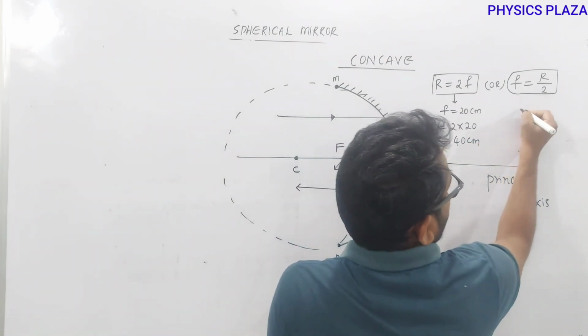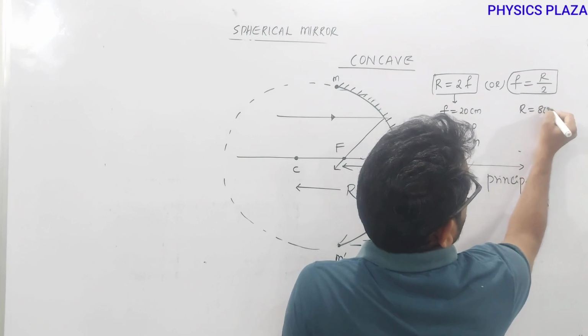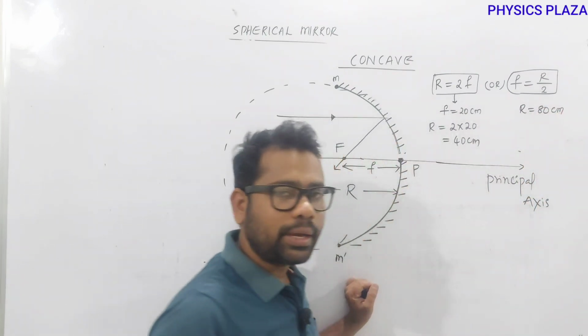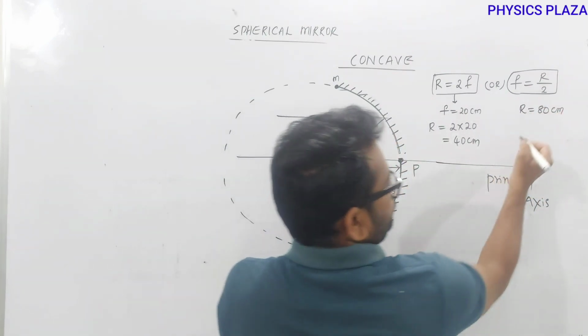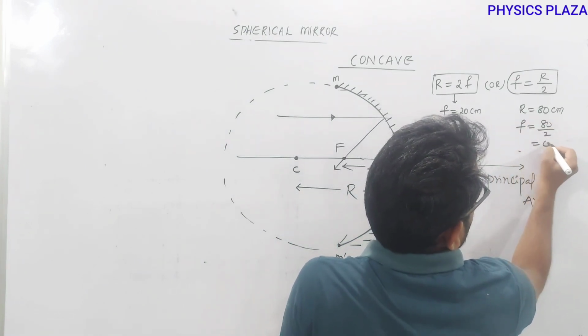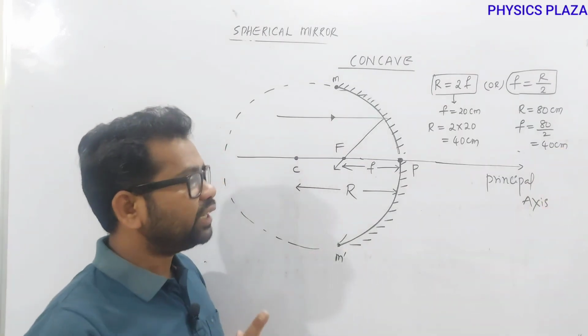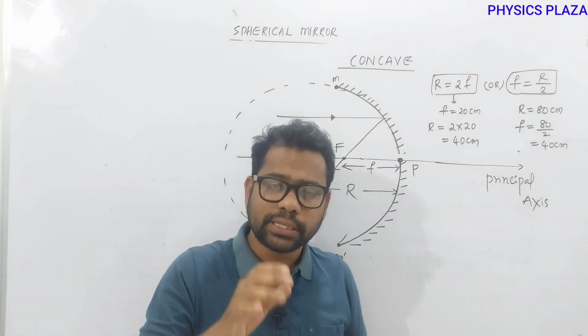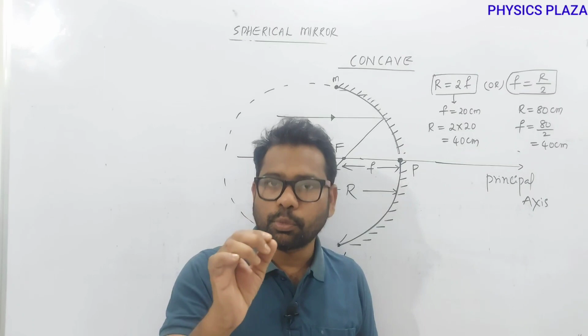What about here? Radius of curvature might be given. For example, radius of curvature is 80 centimeters. They may ask us to calculate the focal length. So children, f is equal to R by 2, it is 80 by 2. This is going to be 40 centimeters. So children, these terms are applicable for a convex mirror also, but a small difference will be there.